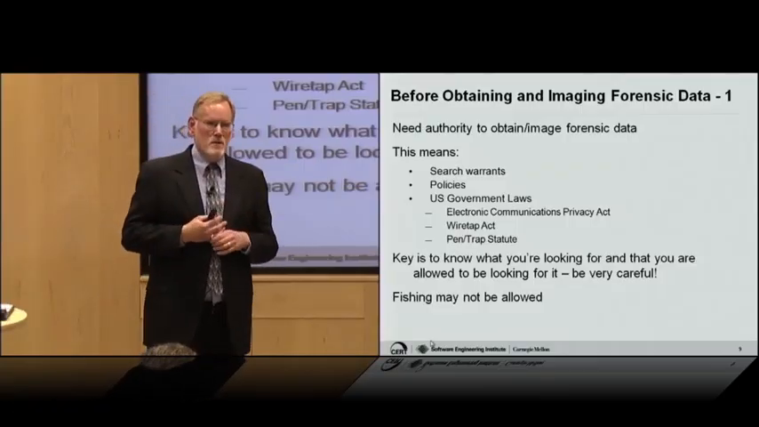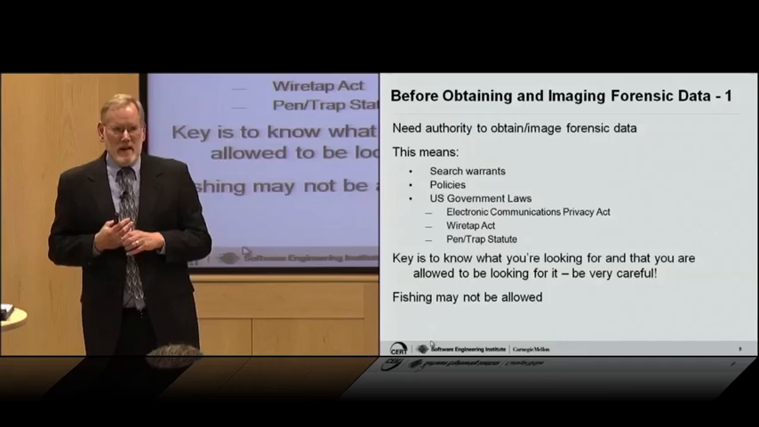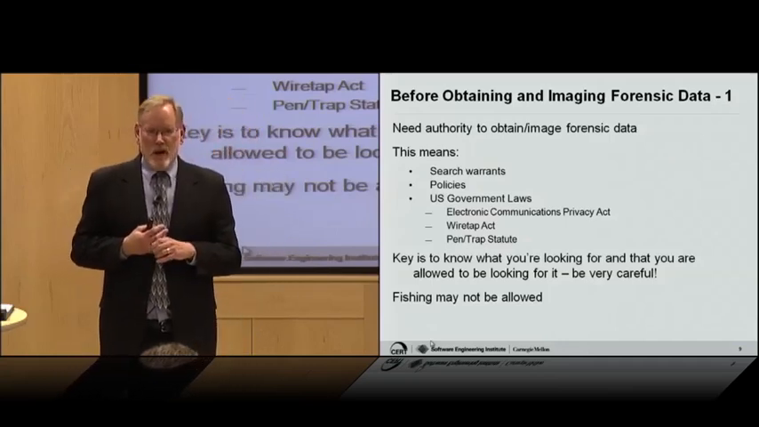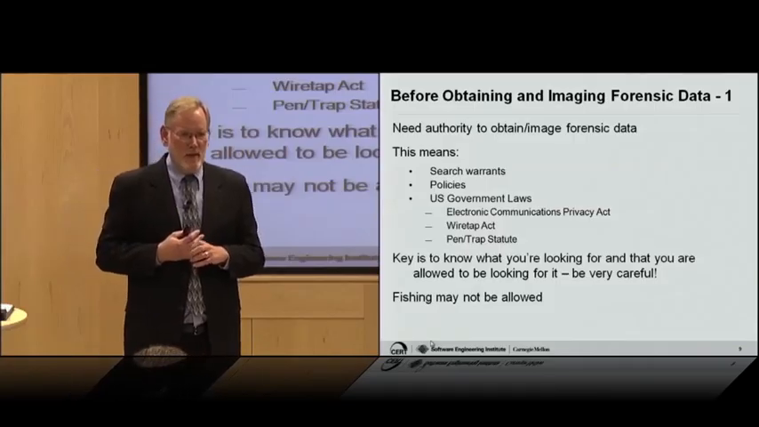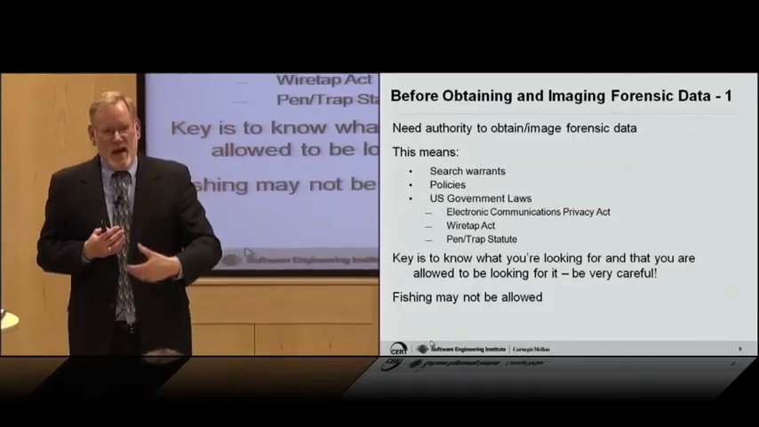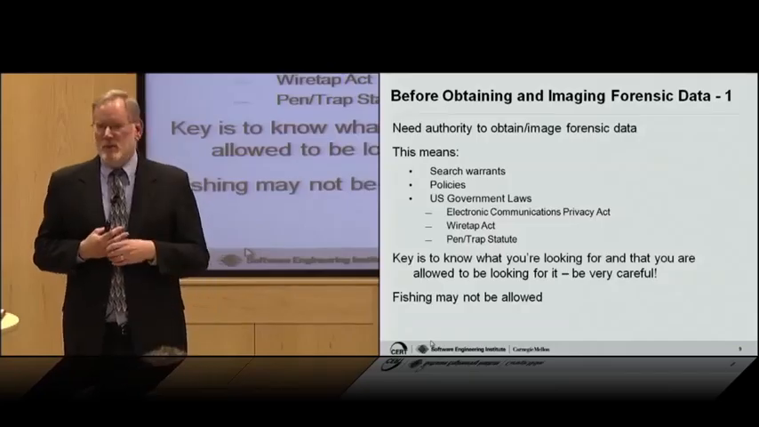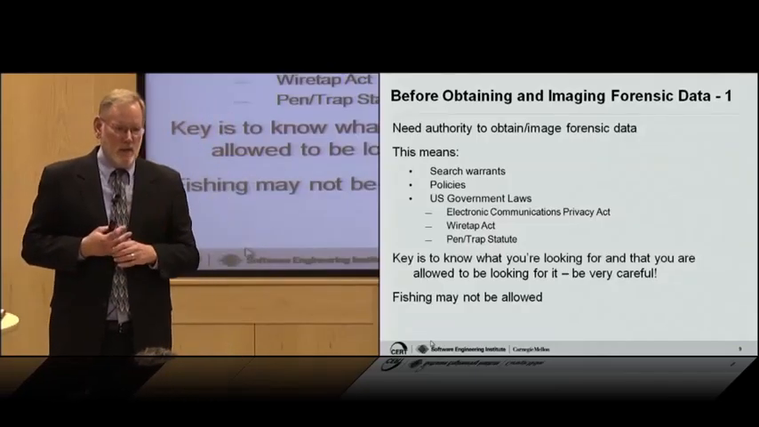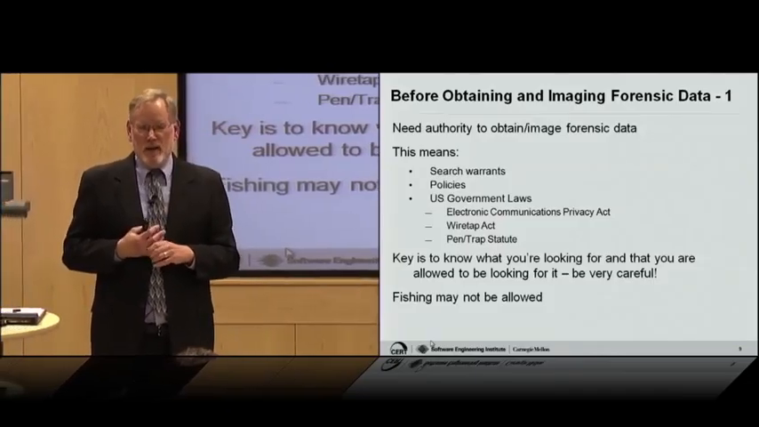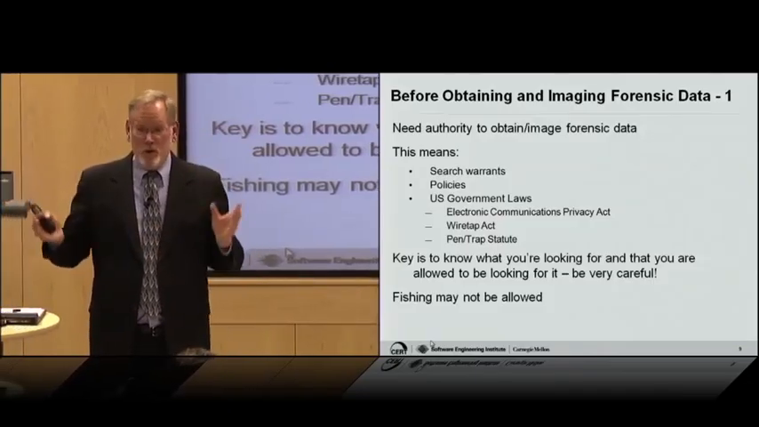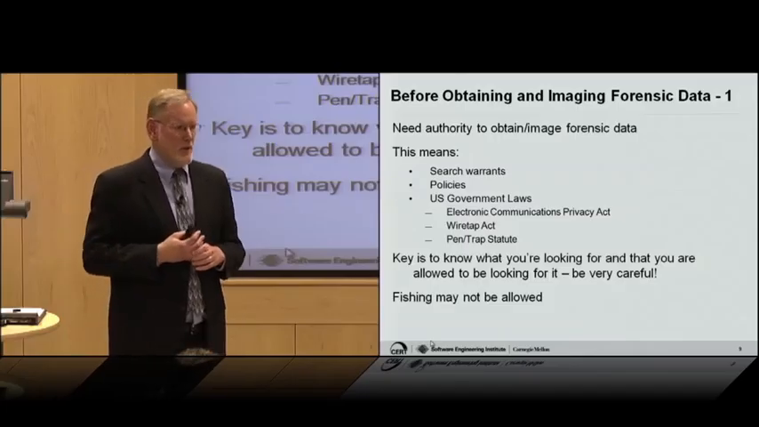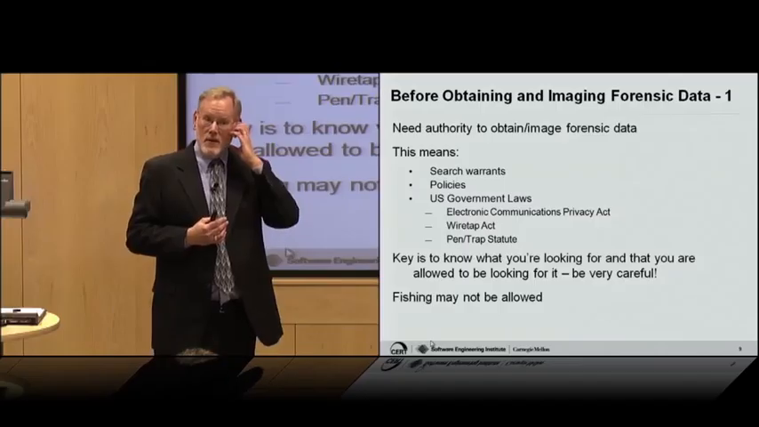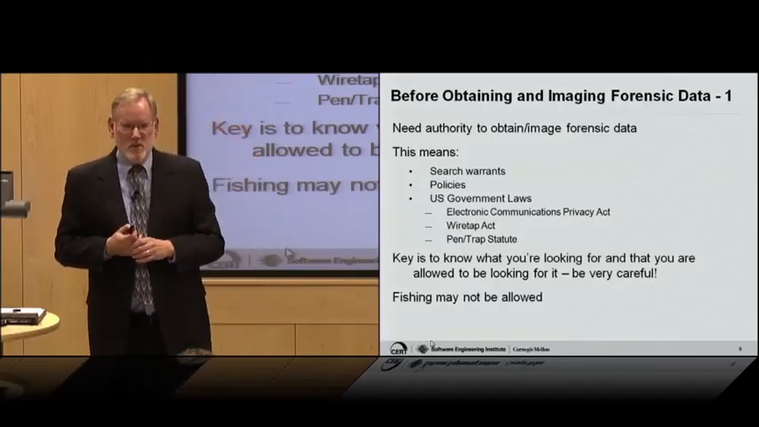So that means search warrants, whatever policies, any kind of government law, like the Electronic Communications Privacy Act or the Wiretap Act or the Pen, Trap, and Trace. So you have to be allowed to do imaging before you even begin to plan to do imaging. And the keywords at the bottom, phishing may not be allowed, and that's phishing as in, we don't know what's out there, we just want to get your computer and start looking. That is typically not allowed, at least in this country. You really have to be very specific in a warrant.